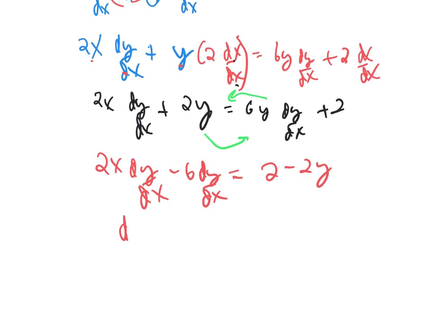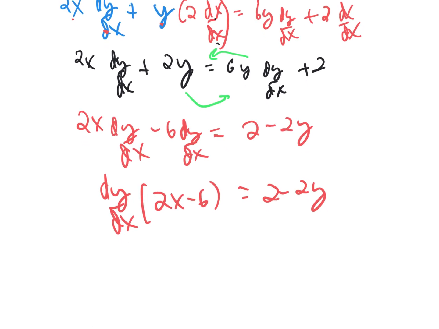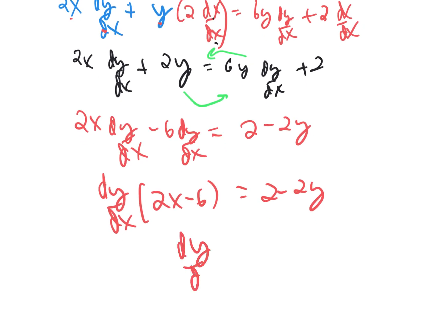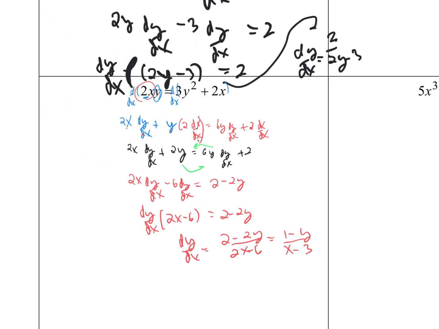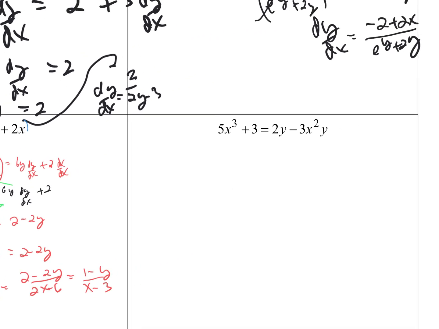Factor out the dy dx, leaving a 2x minus 6, equals 2 minus 2y, and realize that my derivative dy dx is 2 minus 2y over 2x minus 6. That could probably be cleaned up by dividing everything by a 2. 1 minus y over x minus 3 would probably be the best answer. That was good. Product rule. Getting uglier.